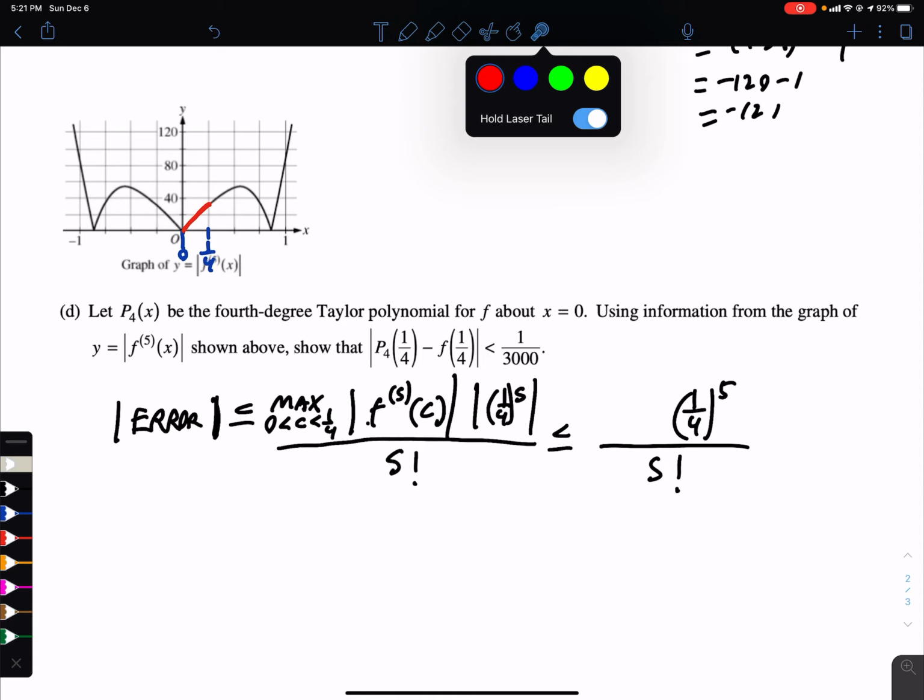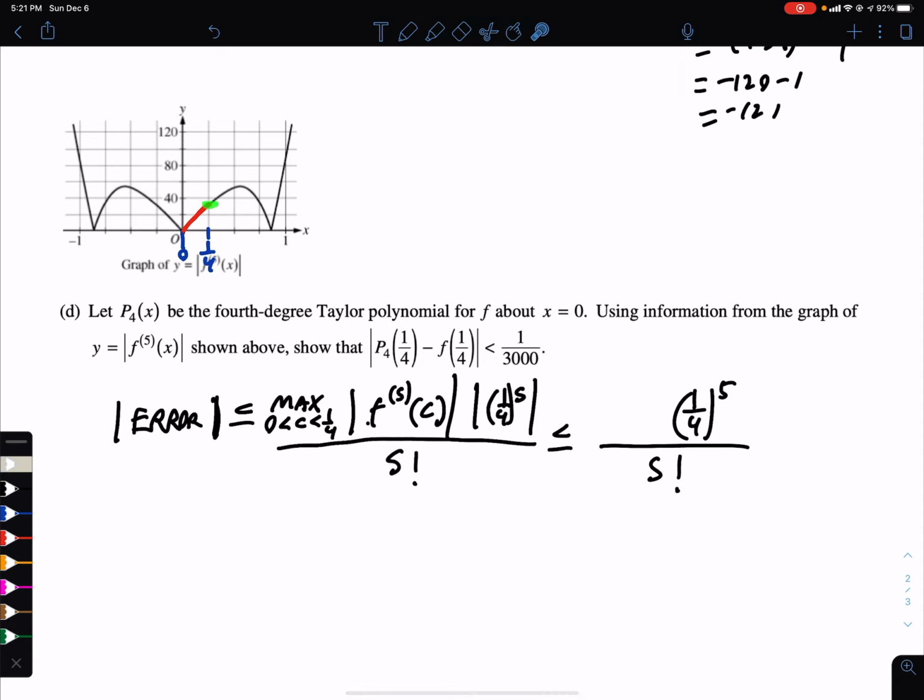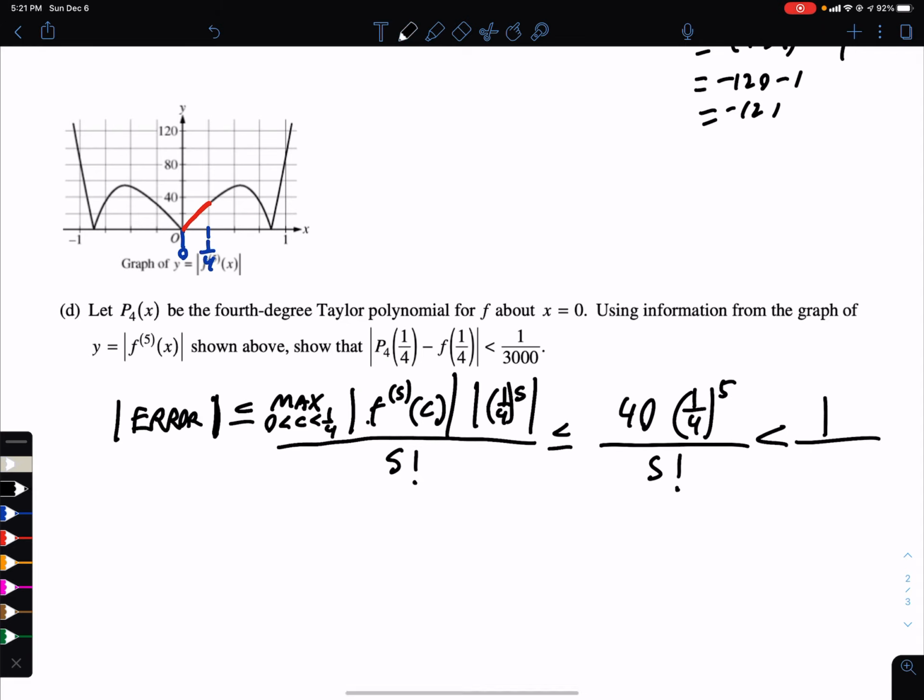But the question is, what is that? Is that 35, 36, 37, 34? That's 20. There's 30, 32. Now, you could pick any number that's safely above that value, but the easy one's 40. That's definitely above. So if you put a 40 here, what you're saying is this is less than 40, which it is, so we're good. Now, the only thing is, if you pick 40, that better be less than 1 over 3,000. You can calculate it, but I assure you it is. So we can stop there.